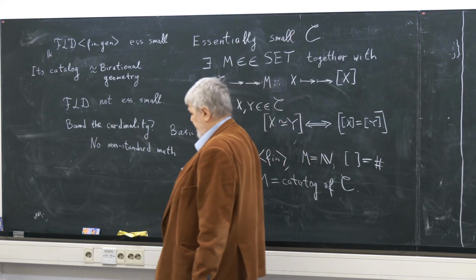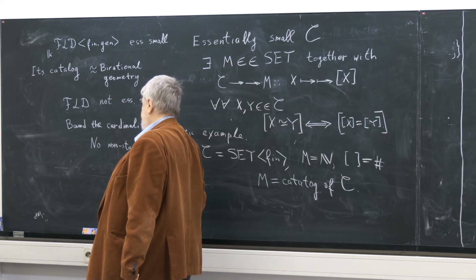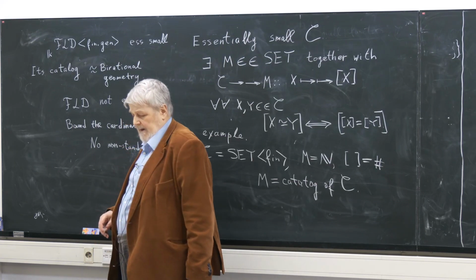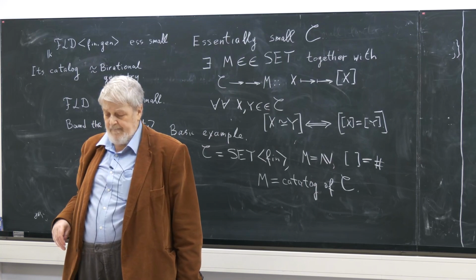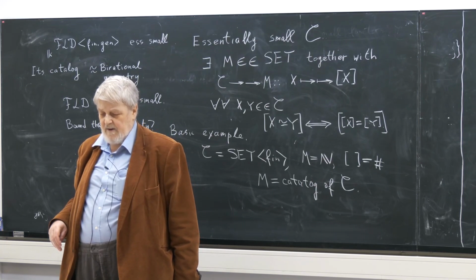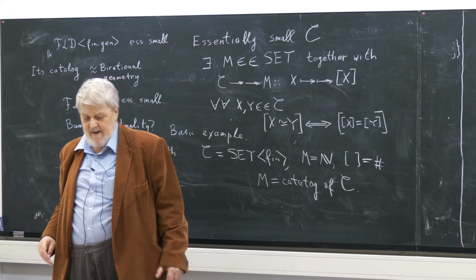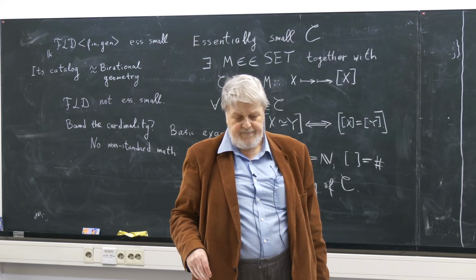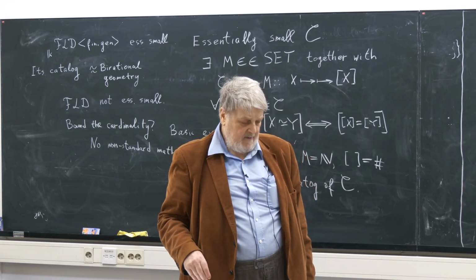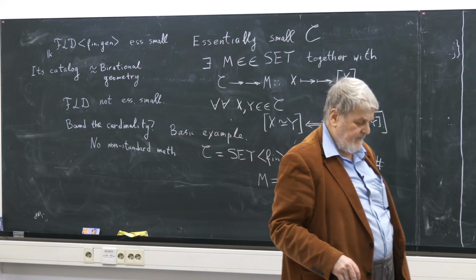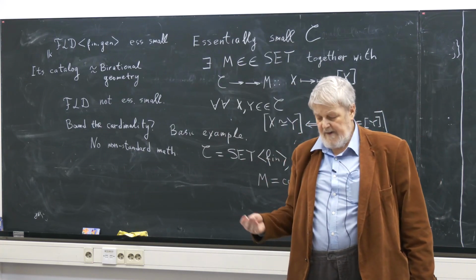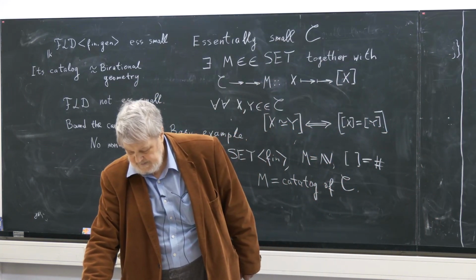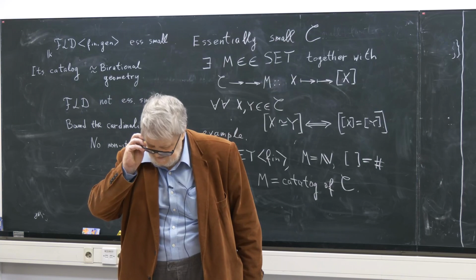So I think it is just to say that the mathematics of essentially small cardinalities is quite important and quite actual, but we should not restrict our attention to them forever. Any questions about this part of the lecture?